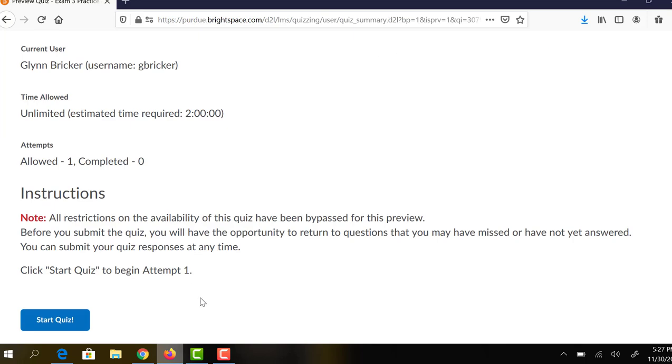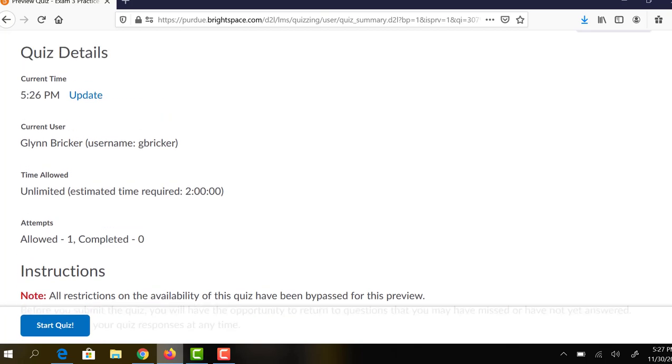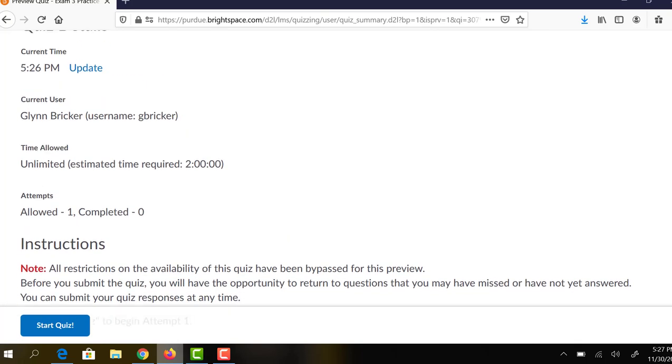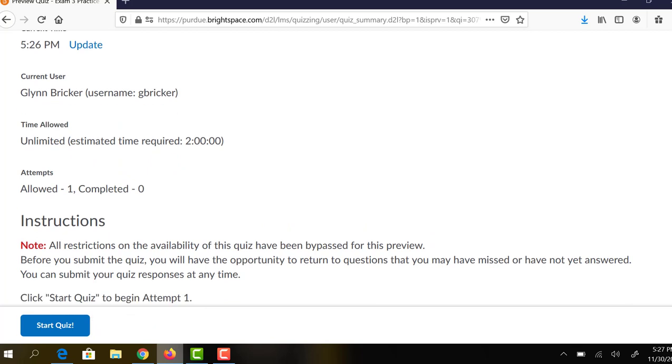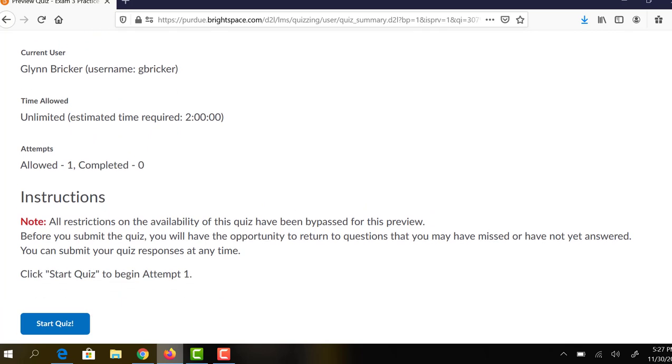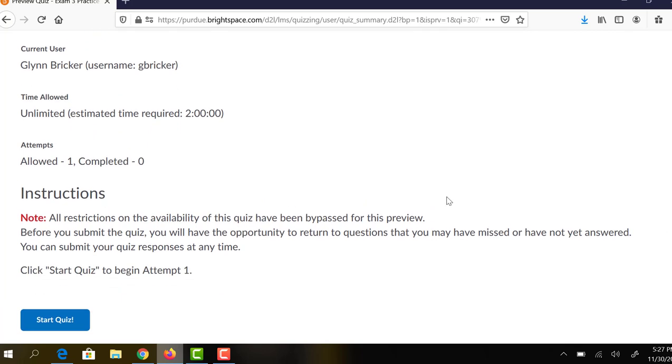Okay, so I'm just showing you an example of what it might look like. Once you click on it after 5 p.m., it'll look something like this. It says once you get started, you have 2 hours to complete the quiz. It's called quiz. For some reason, if it's a quiz or a test, Brightspace automatically calls it quiz. The title of it is Exam 3, but Brightspace refers to it as Start Quiz. So don't be thrown off by that. It's still going to be Exam 3.